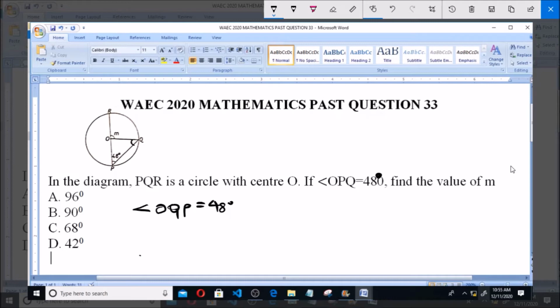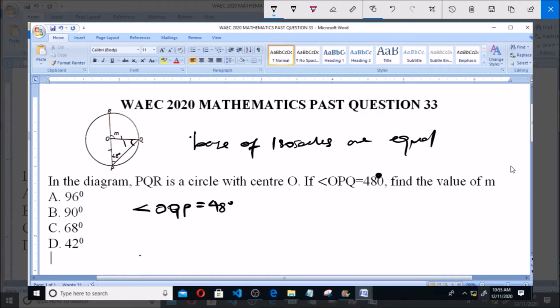Now since these two sides of this triangle are equal, we can say this is an isosceles triangle. And like we know, base angles of an isosceles triangle are equal, and this angle here with this angle here is equal. So therefore angle OQP is equal to 48 degrees.